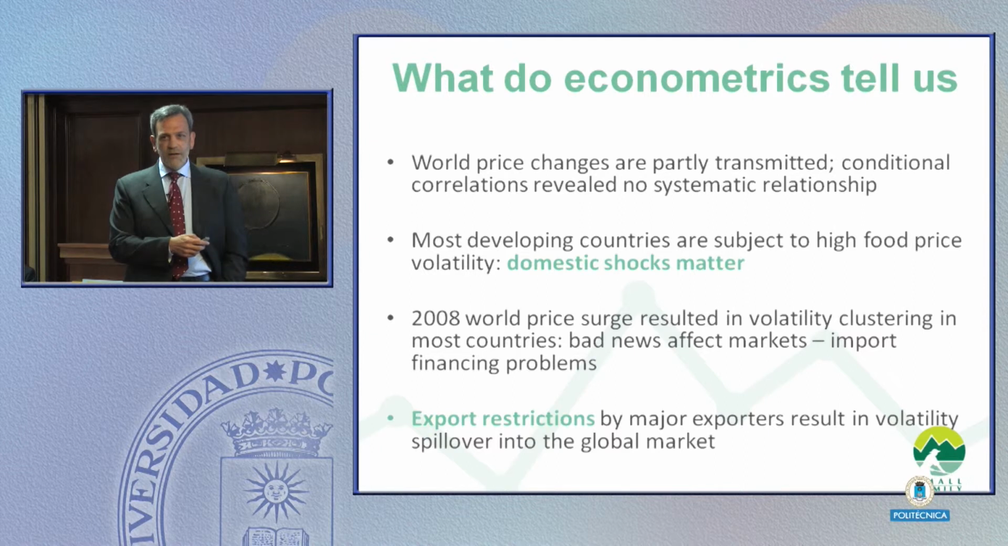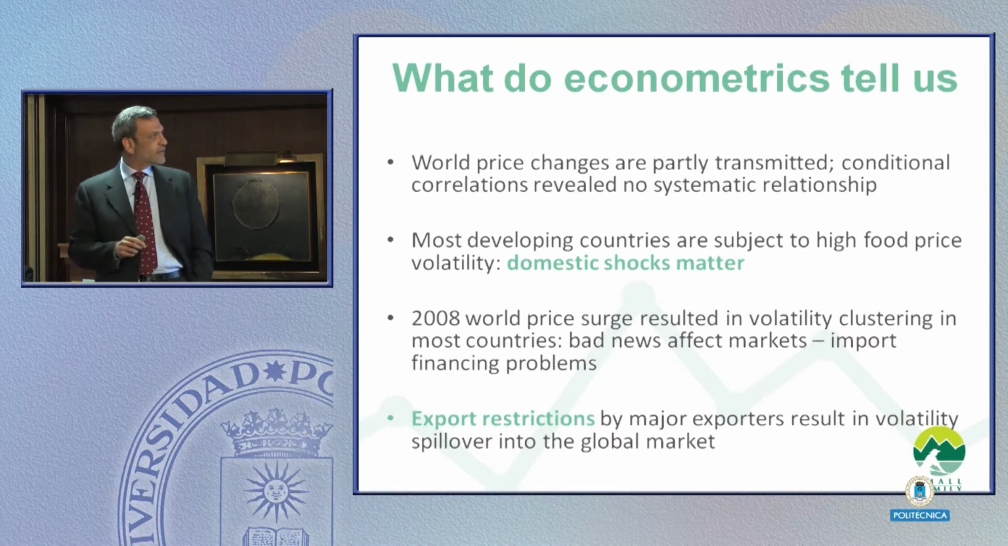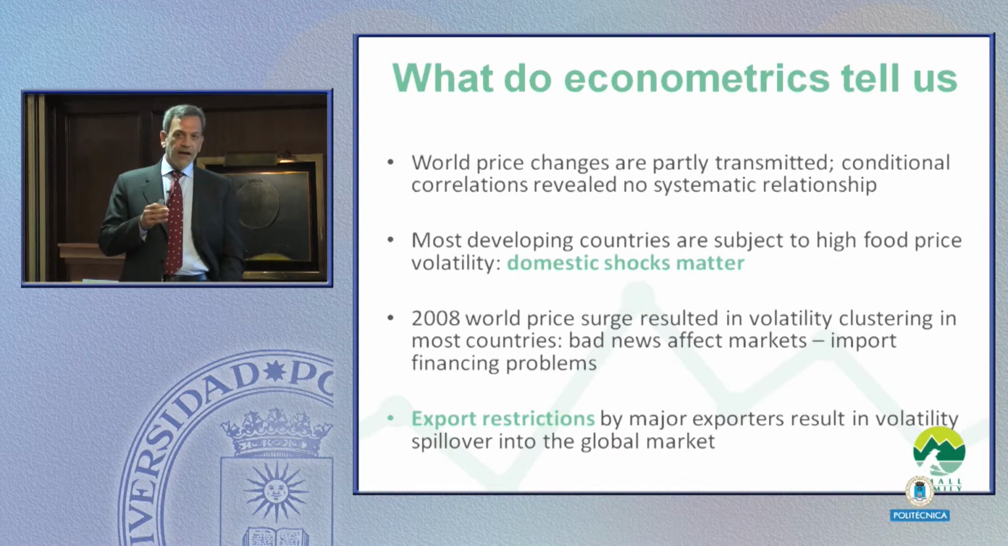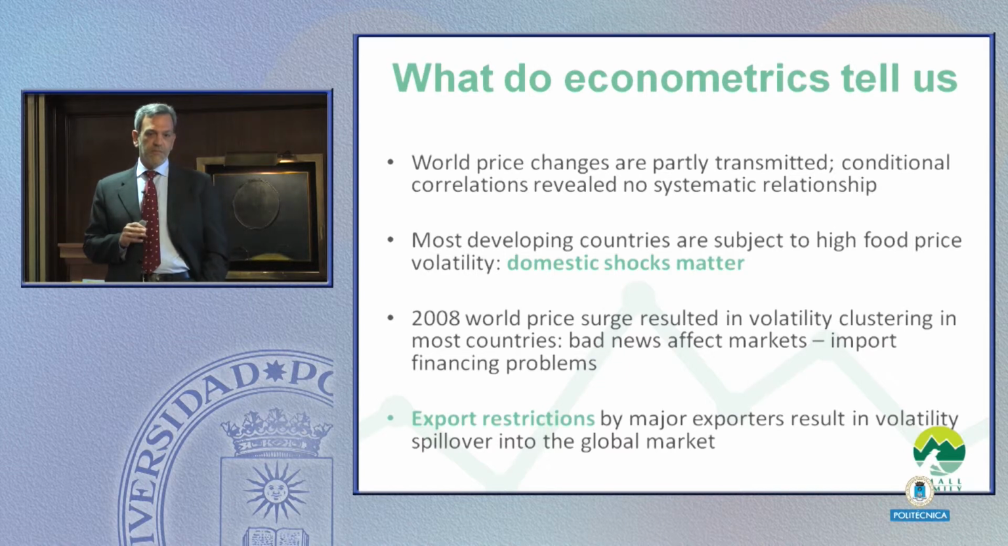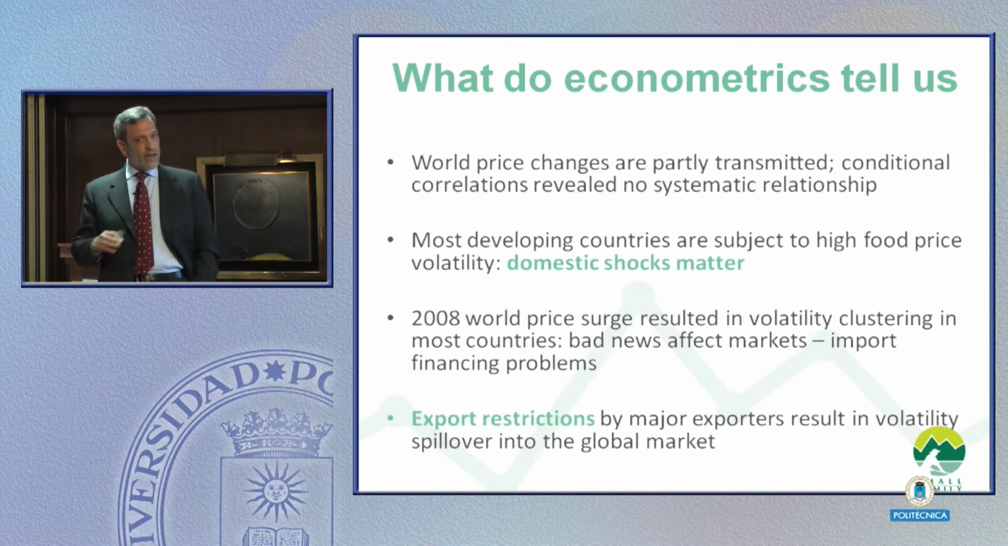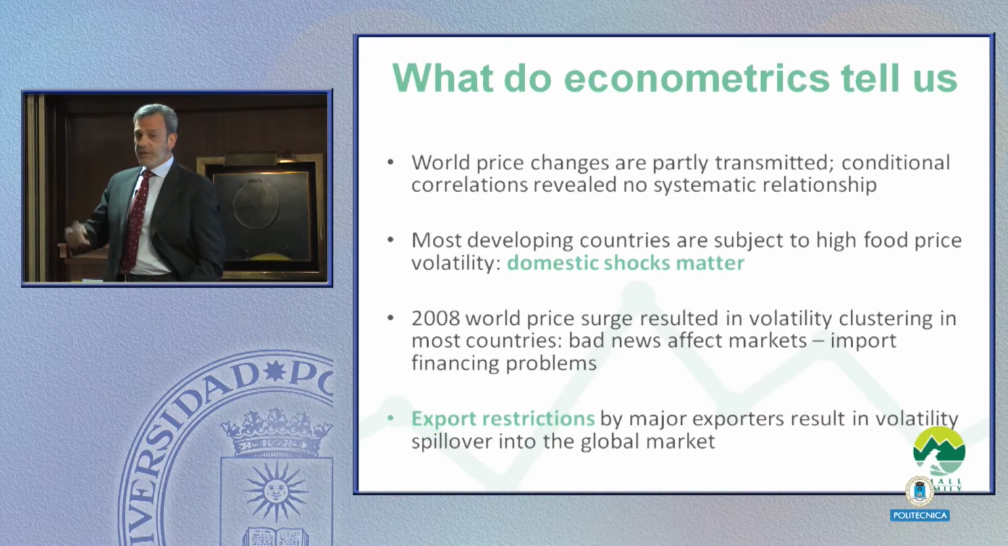So what do these tests tell us? The first thing is that price changes in the world market are only partly transmitted in the domestic markets of developing countries. And many times domestic shocks matter more than shocks in the world price. We had a lot of problems in developing countries, but these came probably not because of transmission, but because of the cost of trade finance.